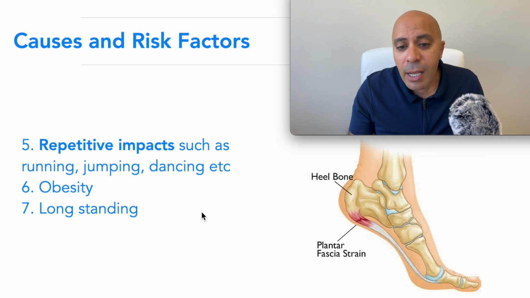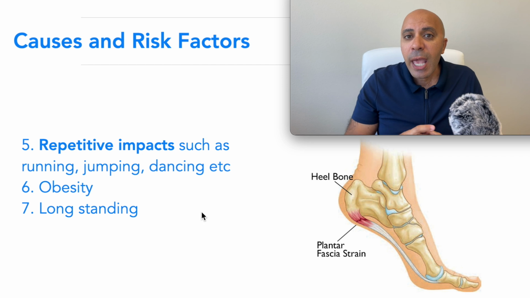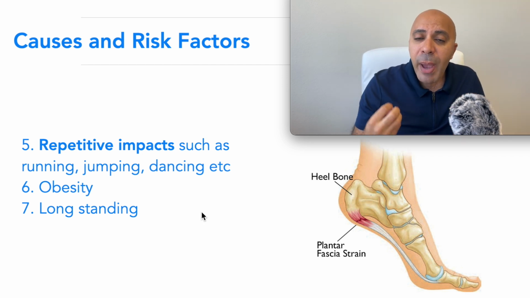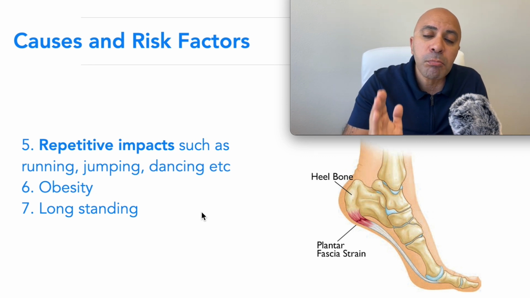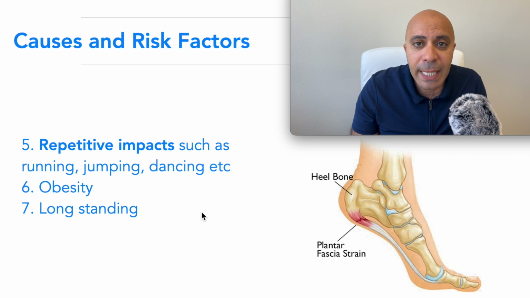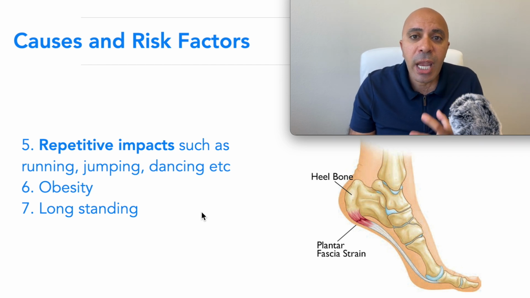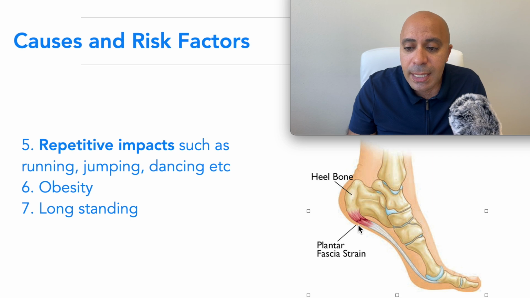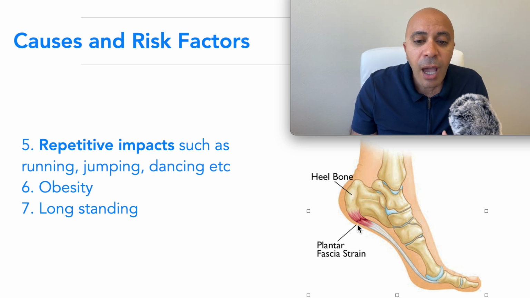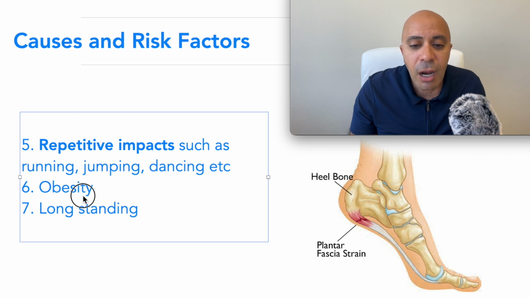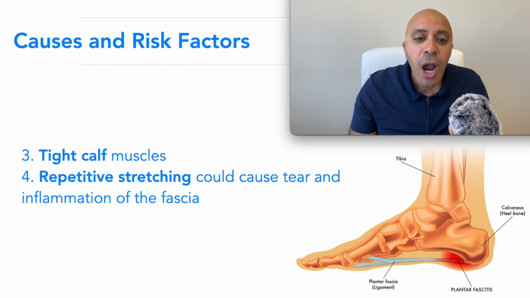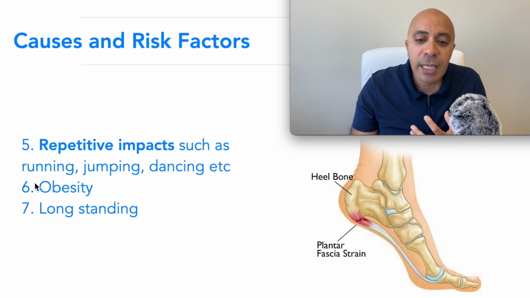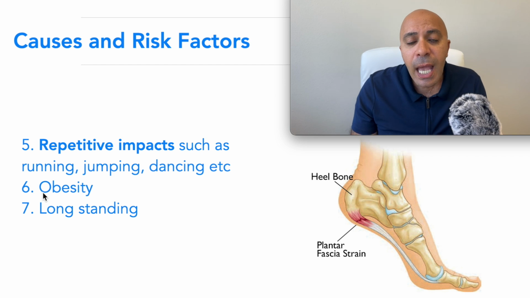The fifth cause is repetitive impact. So if you have bad anatomy or bad shoes and tight calf, and you add to that high mileage like running, jumping, dancing, that increases the chance of wear and tear and experiencing plantar fasciitis. The other causes or risk factors are obesity and long standing. But remember, the first four are the ones leading to the last three that could cause plantar fasciitis.